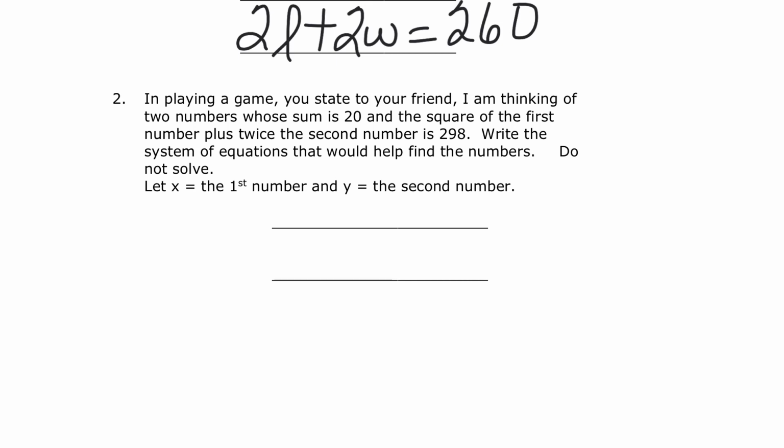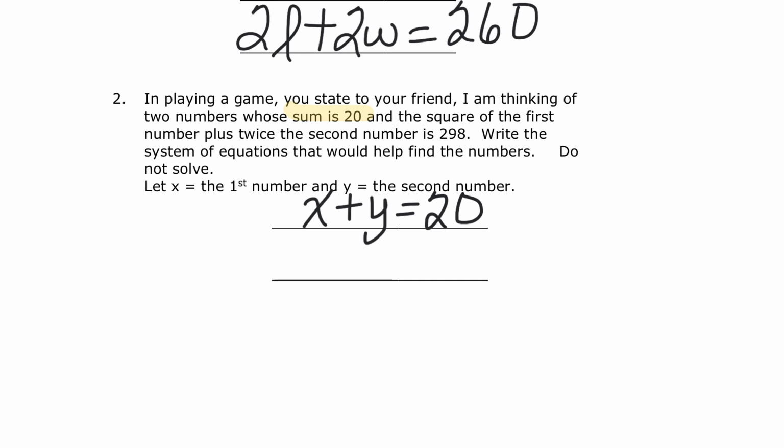Your friend is saying, I'm thinking of two numbers. Their sum is 20. Sum means to add. The operation is addition, so we're going to add x plus y to give us 20.